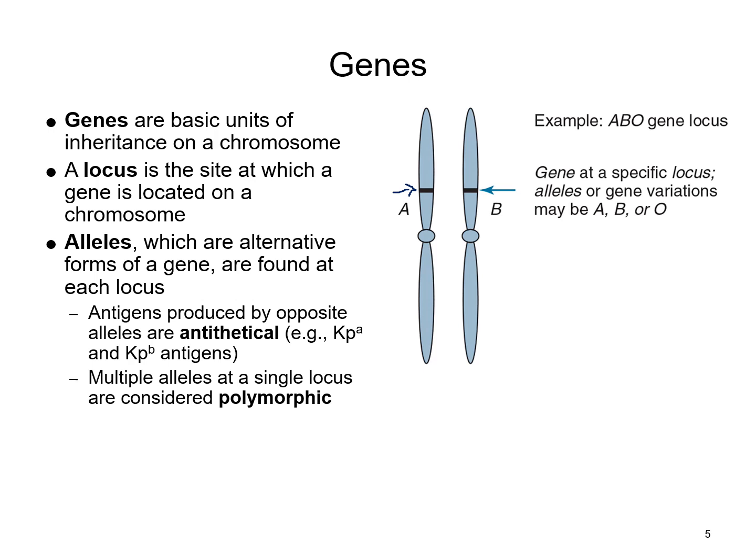Now at those particular locations, you can have alleles, which are basically a variation of that particular gene. What we have at each of those loci is that the antigens are produced by specific alleles that are antithetical. When we talk about it being antithetical, they are opposite, so you're going to inherit one or the other. Multiple alleles at a single locus are considered polymorphic. This just means that they can have two or more alleles at that given location.